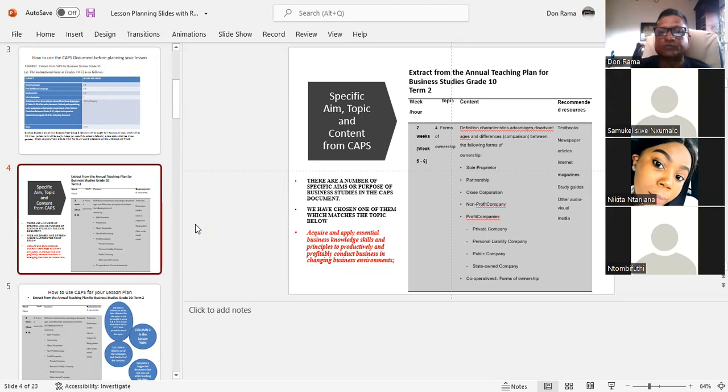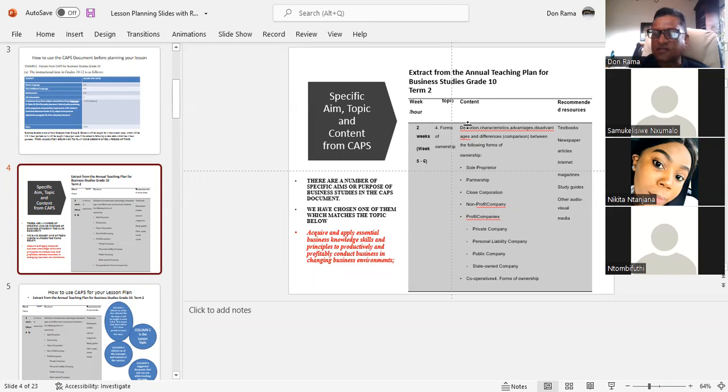CAPS document. So if you look here, in this slide, this is one of the pages that I've got for term. It's a term plan. It's called a term plan. In the first column, it tells you week and hour. So 2 weeks and the number of hours. It's week 5 and 6. So in week 5 and 6 of term 2, the topic that they will be teaching is forms of ownership, right? So for those 2 weeks in business studies for grade 10, they will be teaching forms of ownership.